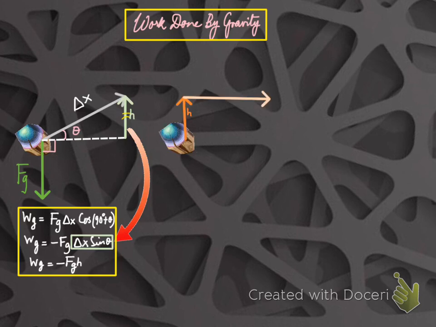So this time what we're going to do is we're going to first move the block up and then over. And now I'm going to return the block to where I started because I want to draw the free body diagram for this block.